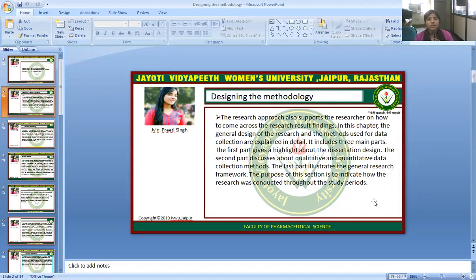It includes three main parts. The first part gives a highlight about the dissertation design. The second part discusses qualitative and quantitative data collection methods. The last part illustrates the general research framework. The purpose of this section is to indicate how the research was conducted throughout the study period.